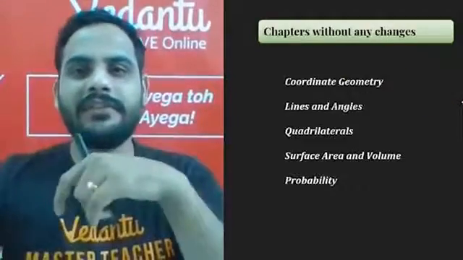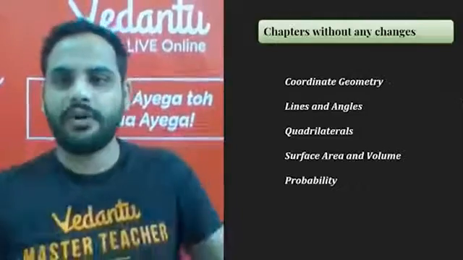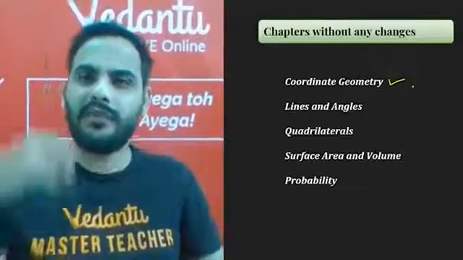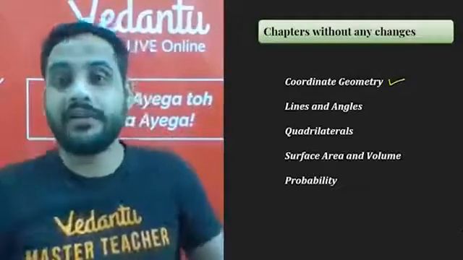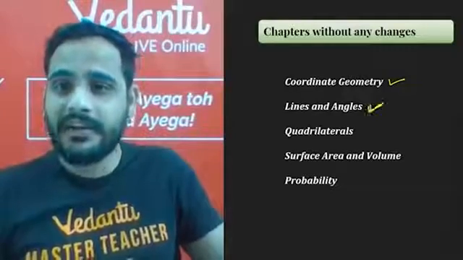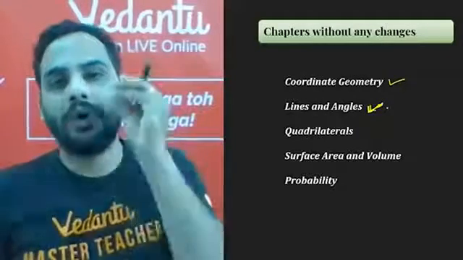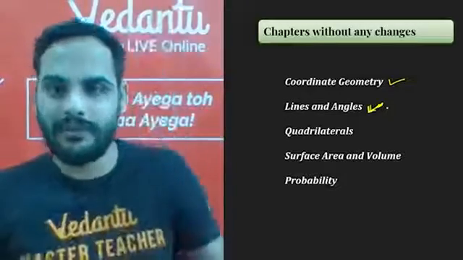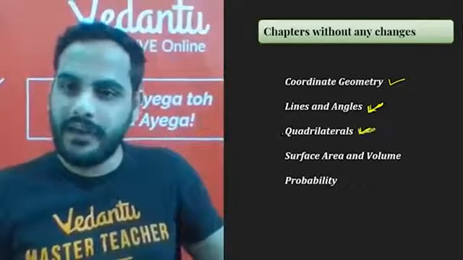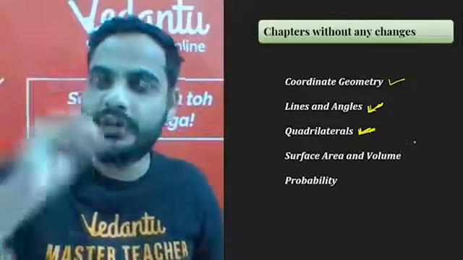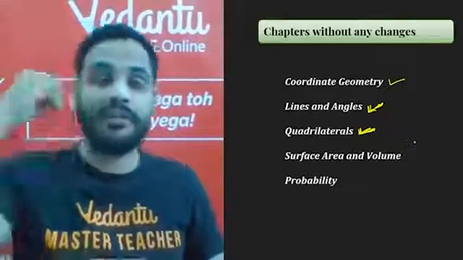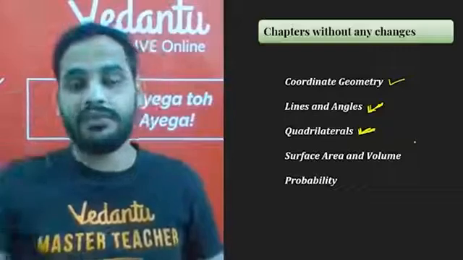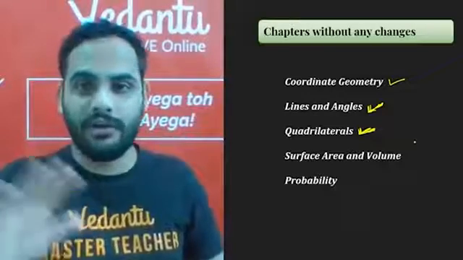Now some of the chapters in which there is no deduction: coordinate geometry has been kept completely because there is nothing in the chapter that they could remove. Lines and angles they have taken completely because each and every topic of lines and angles is very important. It will be used in the upcoming syllabus. Quadrilaterals also has been kept as it is because the properties of all the quadrilaterals are very important along with the midpoint theorem, which will be used in the future. That is why quadrilateral has not been removed.